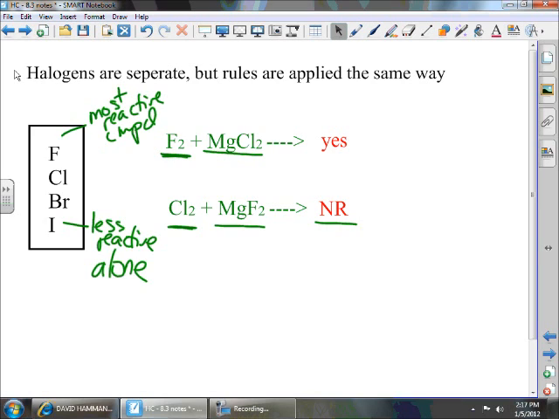So again, as you go through these different reactions, you just have to be able to interpret that chart, be able to predict the outcome based upon their positioning in the ranking or their descriptions within each section.